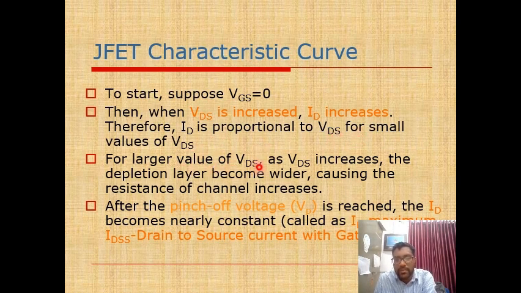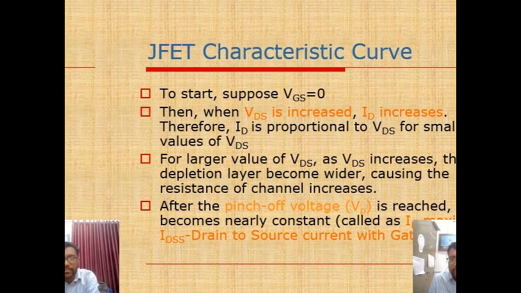Now if we increase the VDS value to a larger value, the depletion layer becomes wider, causing the resistance of the channel to increase. So gradually it stops conducting. Then when VDS equals VP, which is called the pinch off voltage that we have already discussed in the previous class, is reached, the ID becomes nearly constant, and this is IDSS, the drain to source current with gate shorted.